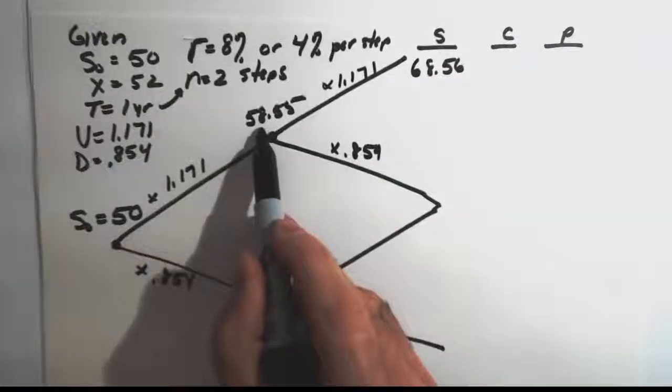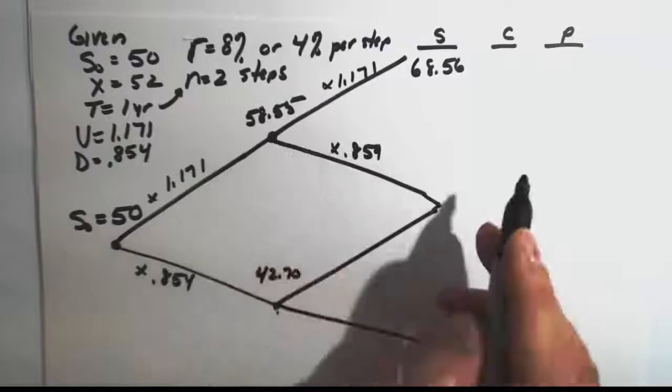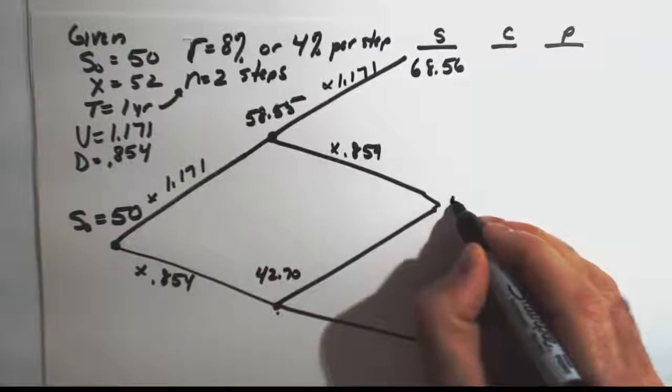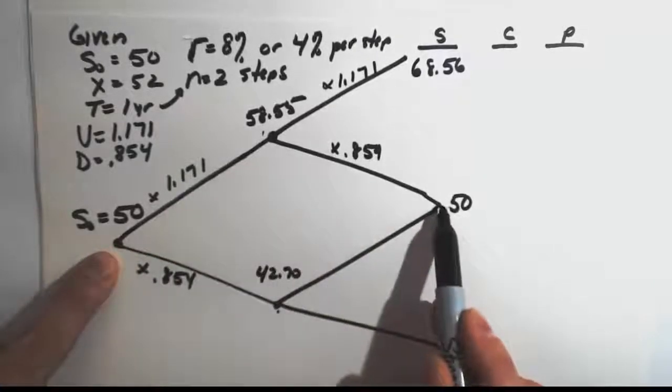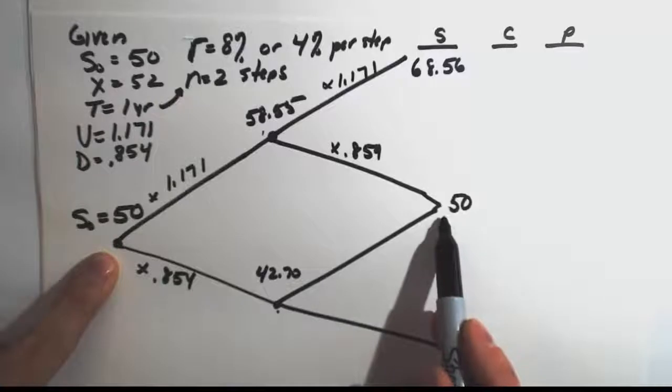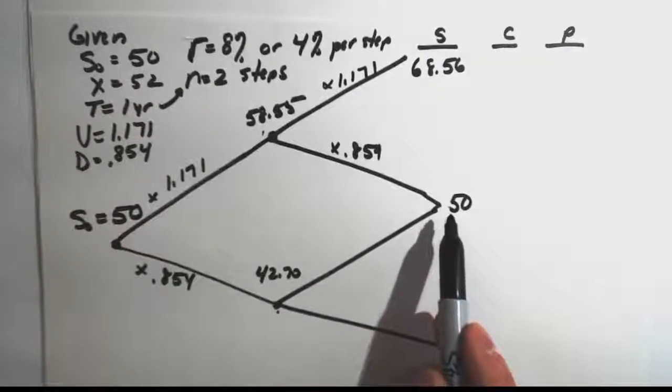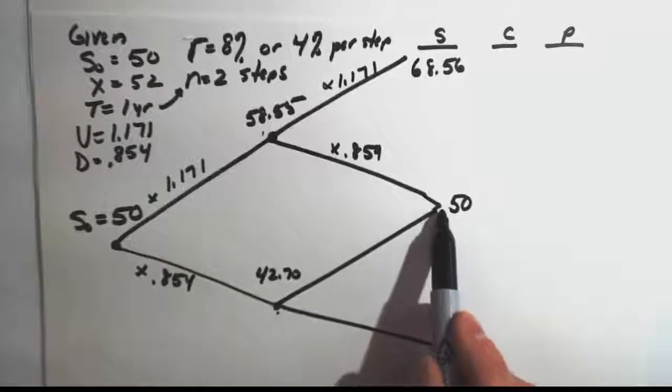If the stock goes up and then it goes down, multiply these two numbers together and you get a 50 here. Notice the 50 matches up with the 50 we started with. Comes up, comes down, up, down, and then up. This is what's called a recombining tree because it combines here.